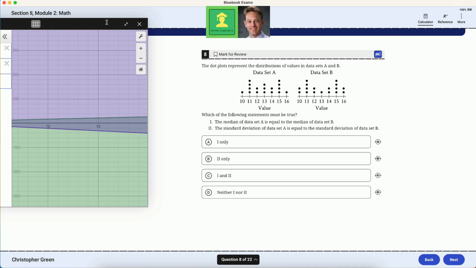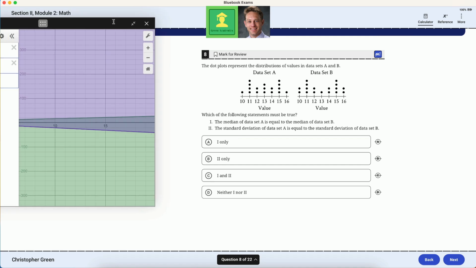It's asking about median and standard deviation. This is kind of a conceptual question, so just glancing at them, you can tell that both of the data sets are symmetric. They both obviously are symmetric about 13 because it's a perfect reflection to the left and the right of 13. So no matter what the numbers are, if it's symmetric about 13, then they both have median 13. So you know that number 1 is true.